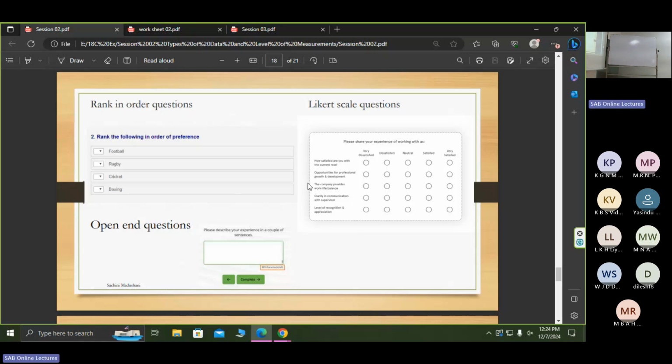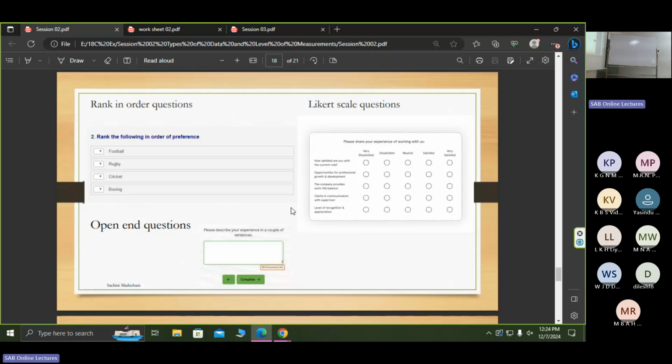Strongly agree to strongly disagree. Then there are 5-point Likert scale questions, and 7-point Likert scale questions. Five-point Likert scale means we are asking about their opinion, and we can start from strongly agree, then agree, neutral, disagree, strongly disagree. These are the Likert scale type questions.